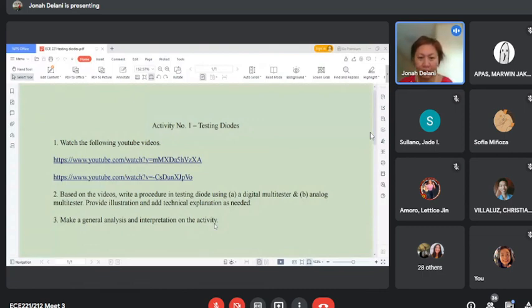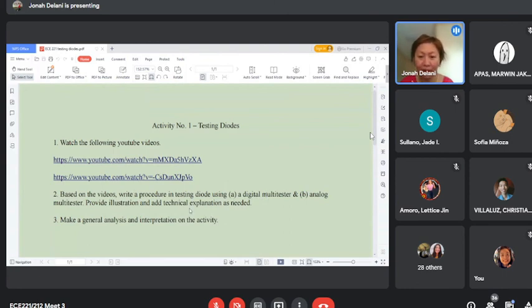But anyway, we can use a digital tester or an analog multi-tester to test the diode. So I suggested videos to watch demonstrating how to test the diode. The videos are not limited to two only. If you do not understand the videos I recommended, you can watch other videos. Based on the videos, write a procedure in your own words. Write a procedure in testing a diode using a digital tester and an analog tester, then provide an illustration.